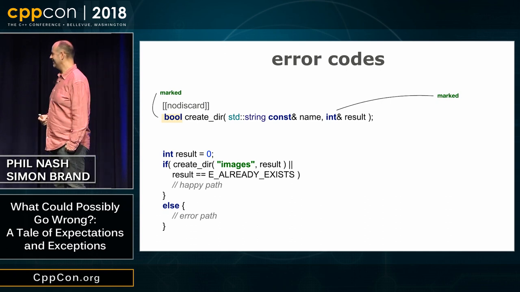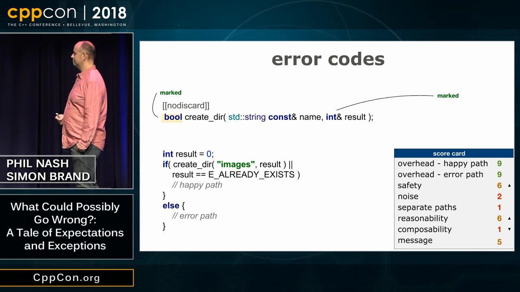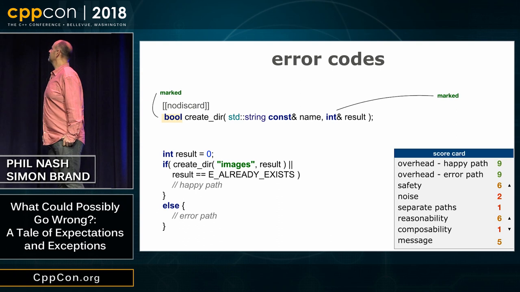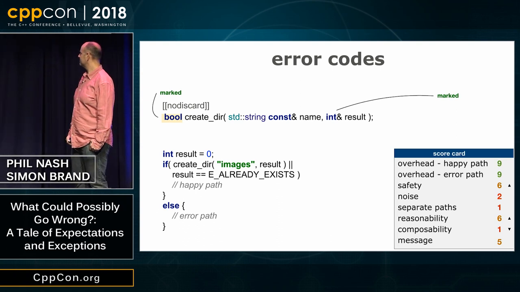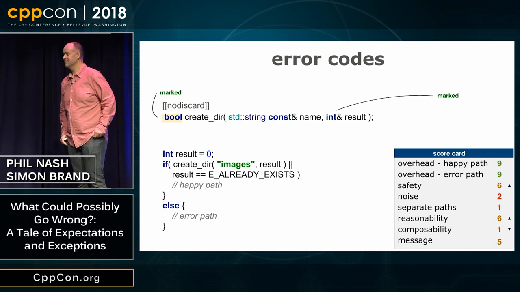Surely. Okay, I'll be fair. I'll be trying to be objective, okay? Fine, you get your safety up again. You have the bool, no discard. Very well done. Thank you. Reasonability, sure. If we have the bool, we can see what it's doing a bit more. Composability, you lost your return channel again.